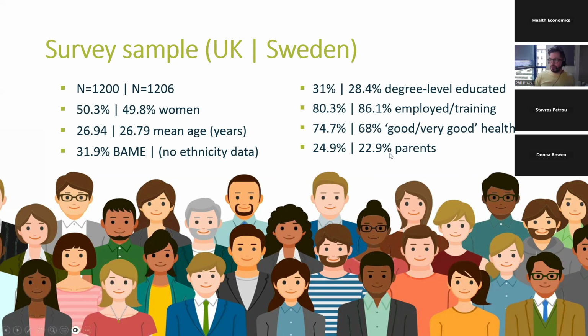And there were some differences, as you can see, in the numbers that were either employed or students in training in the UK versus Sweden, and also in level of health. So perhaps through sampling or by chance, the UK sample reported being in better health than Sweden. And around a fifth to a quarter were parents in the sample as well.